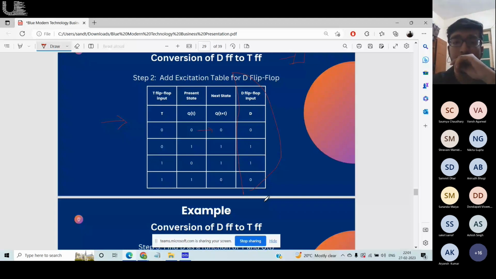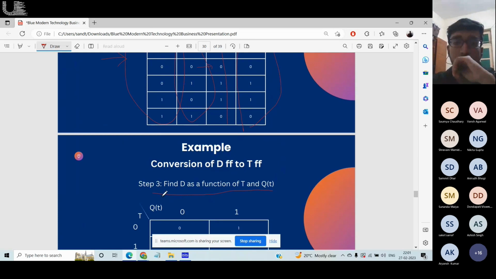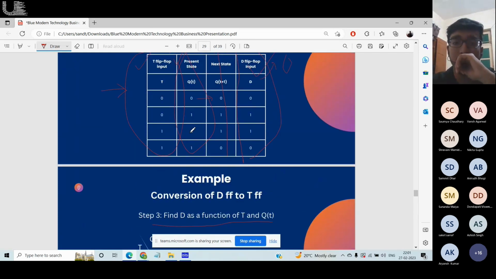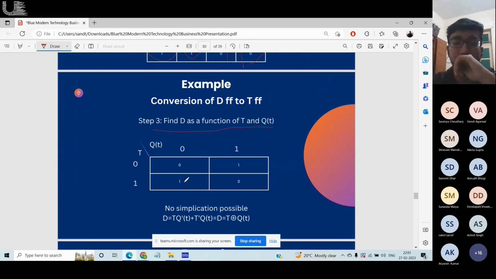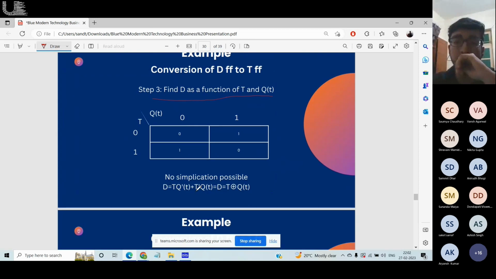Once you have this entire table, you come to step 3. Step 3 is to find D as a function of T and QT. Ignore this column now and look at the first column, the second column, and the last column. Let these be A and B, and this is my output column O. So I have to find O as a function of A and B, using a simple K-map. Just take T and QT and put in the 4 values here. I can see D is 1 for 1 and 2. As you can see, no simplification is possible in the K-map. So if you write it down, you get T QT bar plus T bar QT, which is equal to T XOR QT. So we got D as T XOR QT.